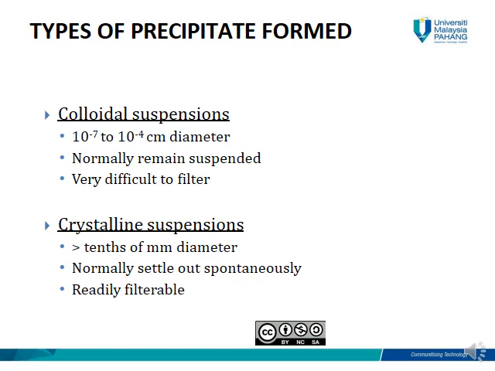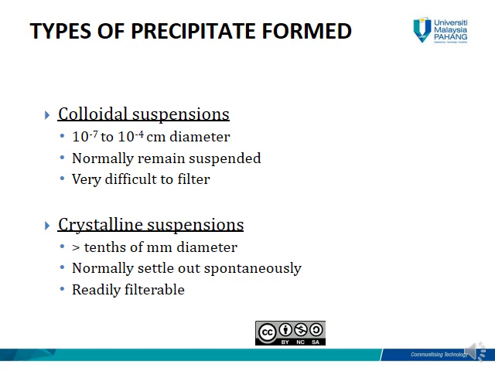When we talk about precipitate, there are always two types of precipitate that will be formed. The first one is colloidal suspension, and the next one is crystalline suspension. What is the difference between colloidal and crystalline? You can see the size of the diameter is different. The colloidal is very small compared to crystalline.